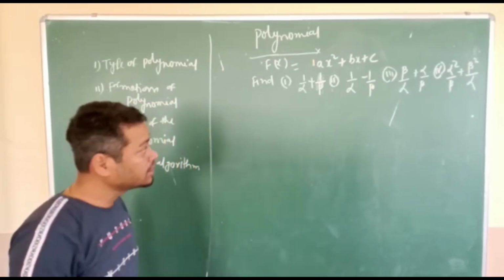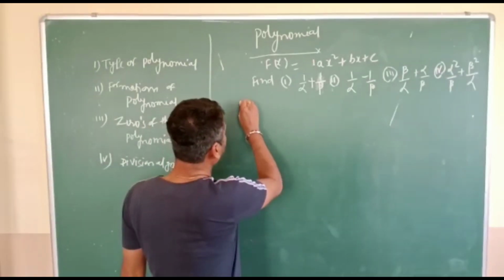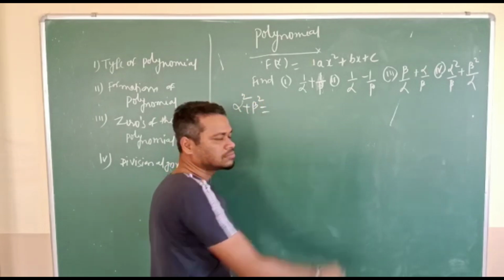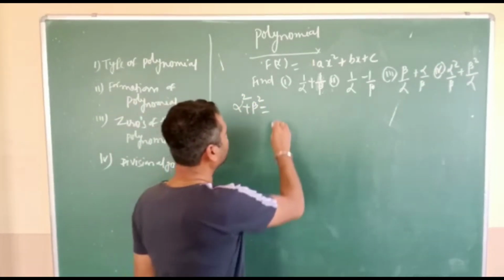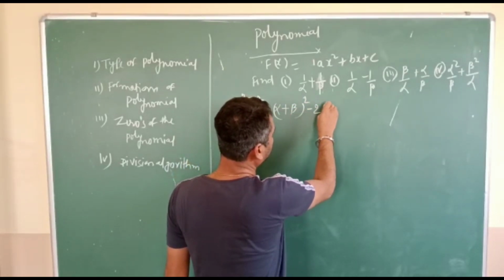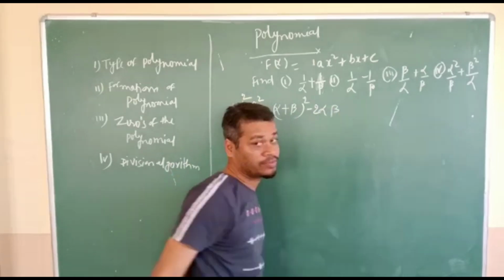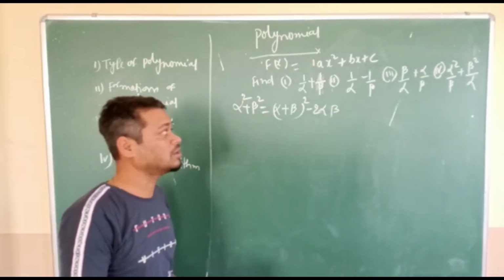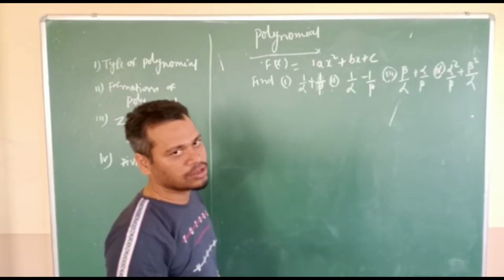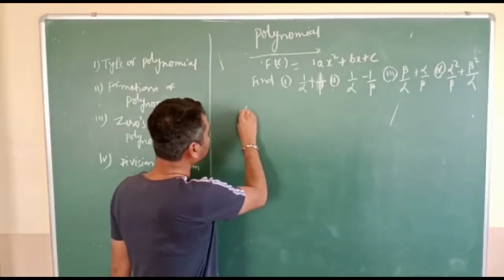But before that, I want to ask you what will be alpha square plus beta square. This is very easy. What to do? Alpha plus beta whole square minus 2 alpha beta. I'll say wait, how come I'm not convinced? So I'll just explain for the one who is not able to understand.